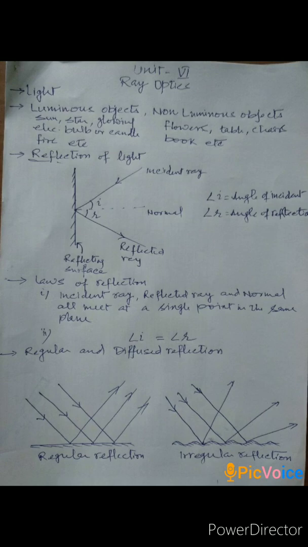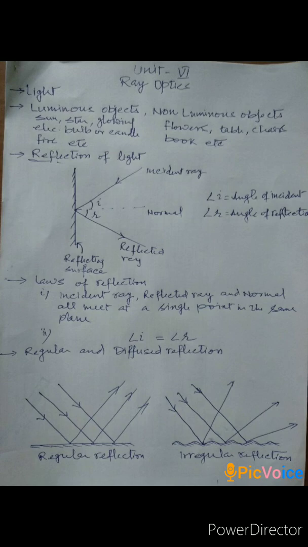The laws of reflection. There are two laws of reflection. Number one, the incident ray, reflected ray and normal all meet at a single point in the same plane, as you see in the diagram. Now the second law: in the reflection of light, the angle of incidence is equal to the angle of reflection.